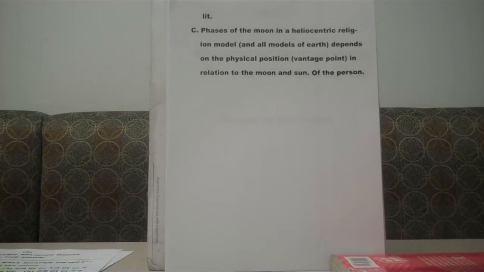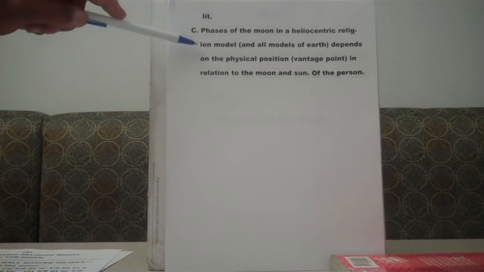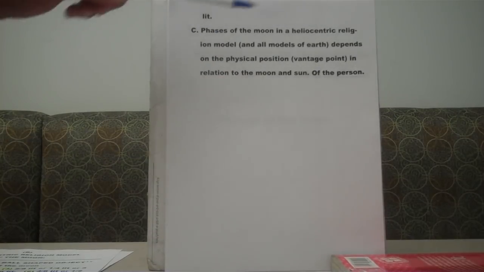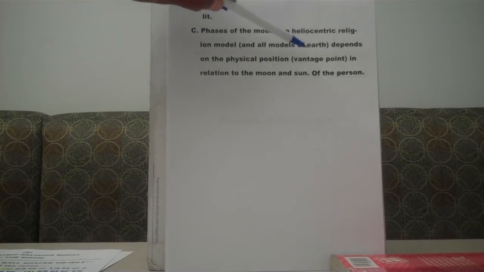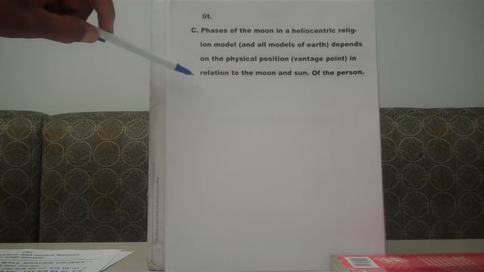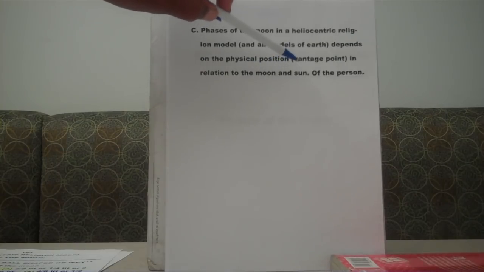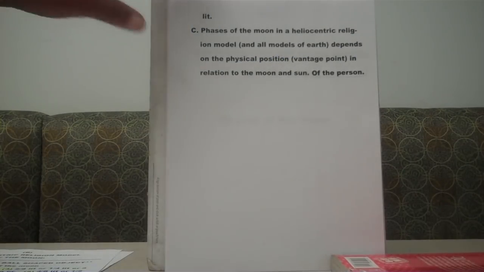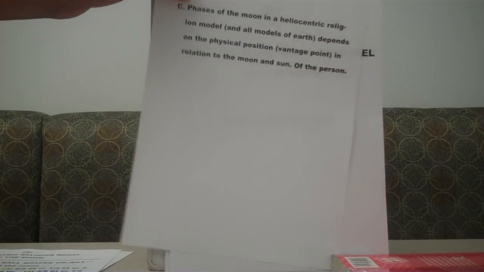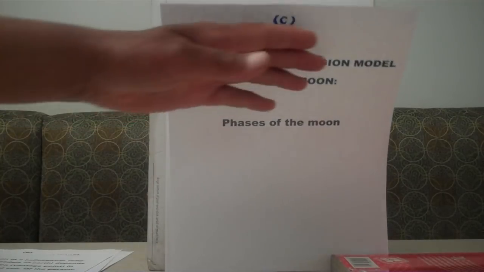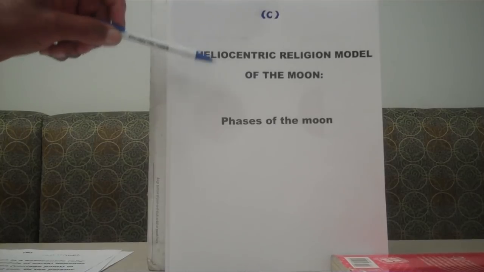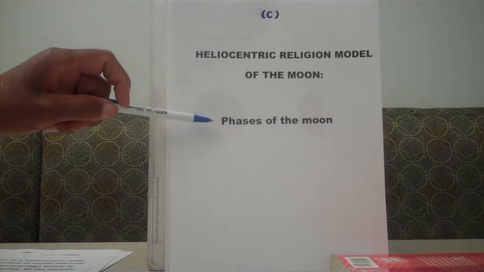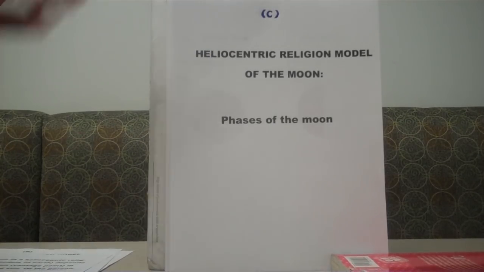Now we'll go to C. The phases of the moon in a heliocentric religion model, and all models of the earth, there are about 5 models of the earth. It depends on the physical position at the vantage point of the person in relation to the moon, sun, and of the person. Now, let's continue. Hold on, please. We'll continue. We'll go to C. The heliocentric religion model of the moon. These are the 9 phases of the moon. Hold on. Let me show them to you.